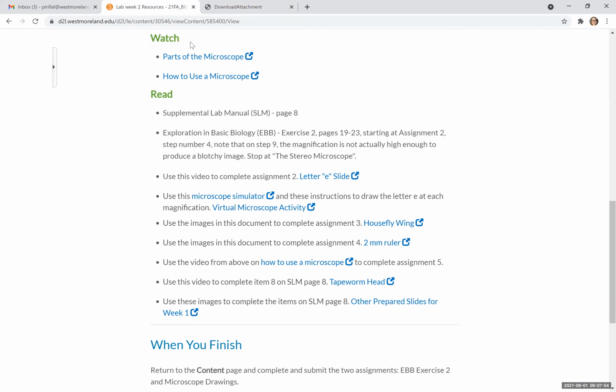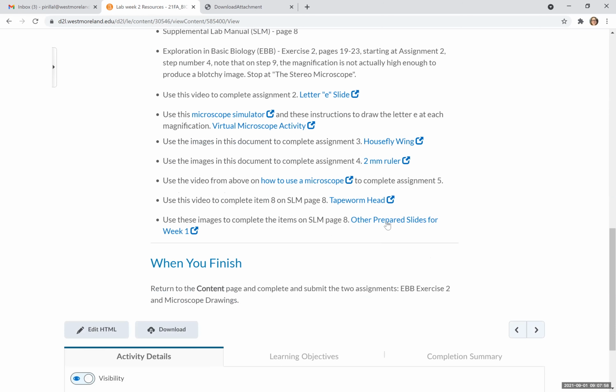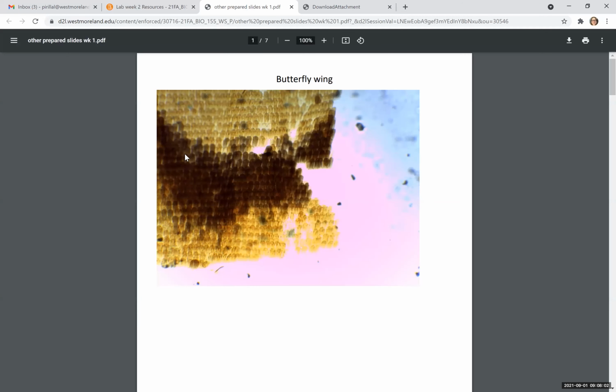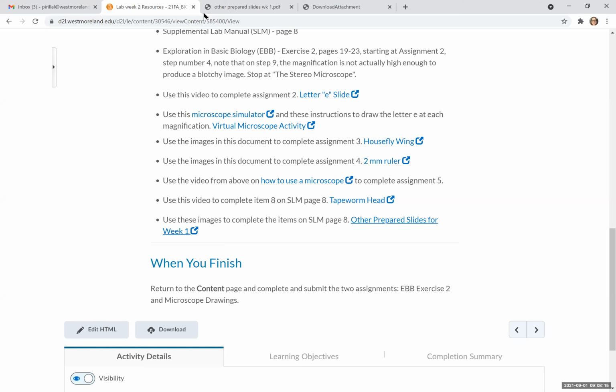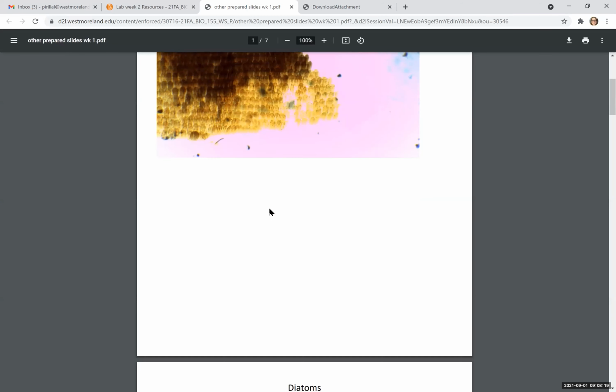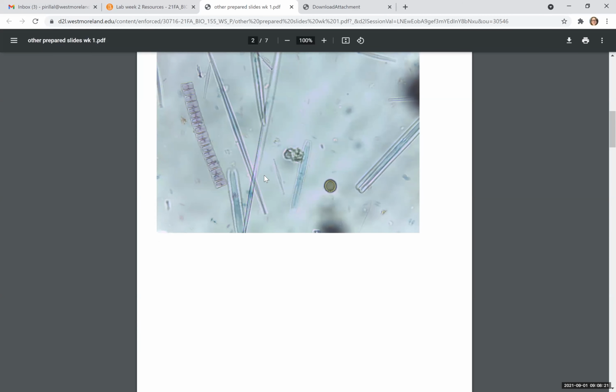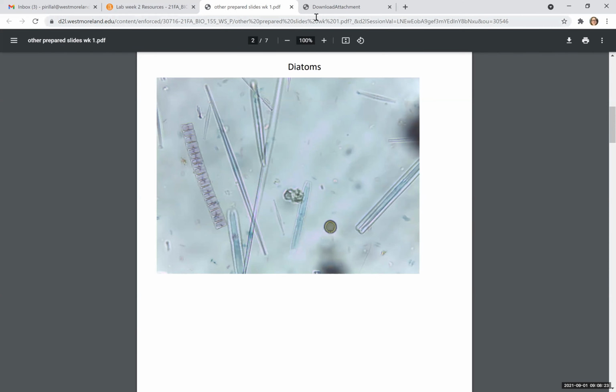So butterfly wing is in here in other prepared slides for week 1. So here's the butterfly wing. This is what it looks like. So then you go to the next one. It asks about a slide of diatoms. Go back here. Right, no diatoms listed. That's in the other prepared slides. Scroll down. There are the diatoms.